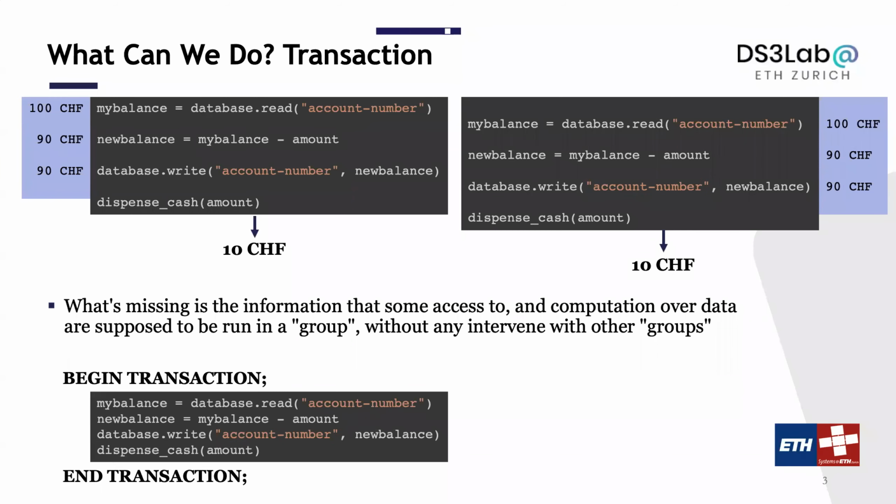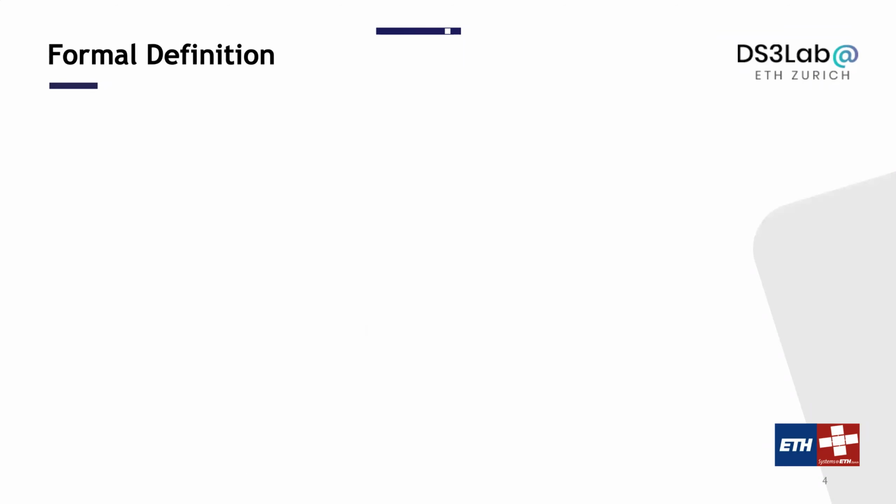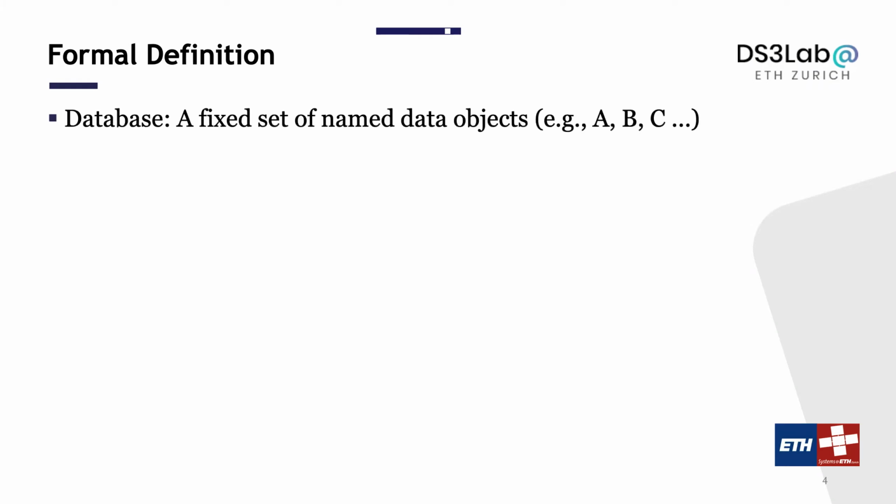Once you define this notion of a group, you can actually enforce a whole bunch of properties that you want this group to have. And that is where we are. So what is a transaction? Let's just refresh our memory about the formal definition.